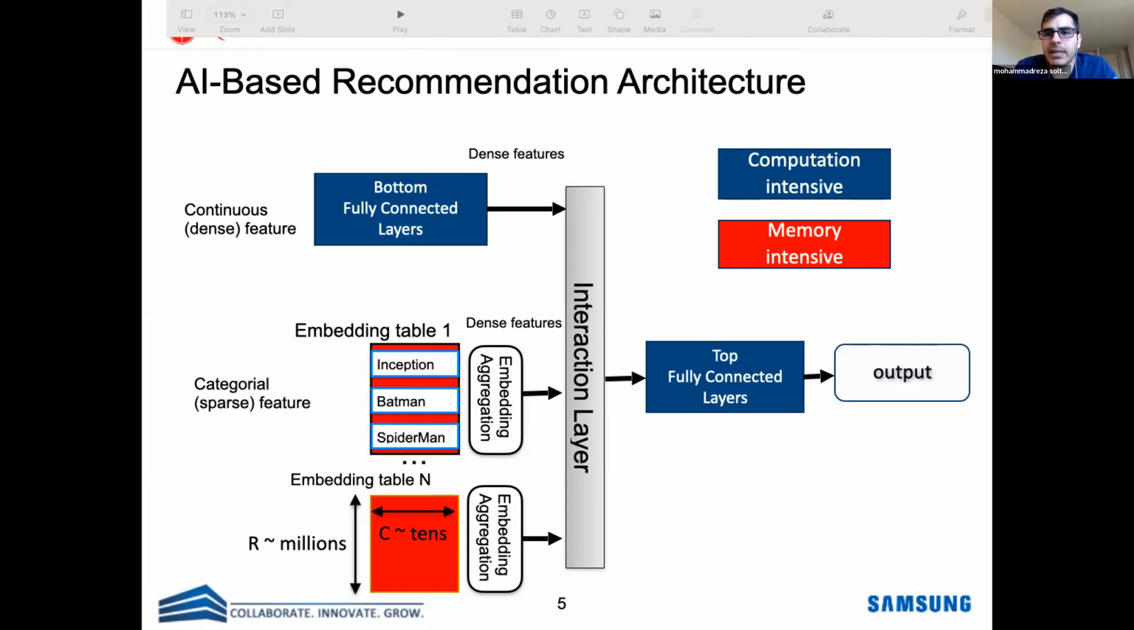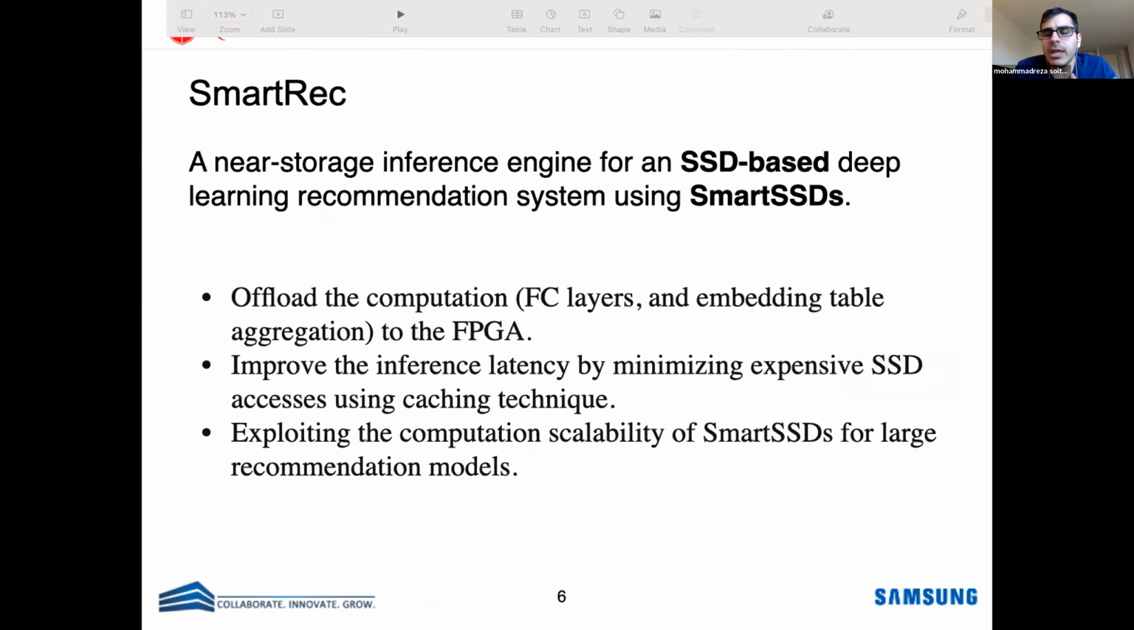The size of these embedding tables can be very large depending on the application and accuracy. But for each inference request, we only access very few elements of the table, which makes a lot of random memory accesses to the embedding table. As a result, these embedding aggregation operations are more memory intensive, in contrast to the fully connected layers, which are more computation intensive.